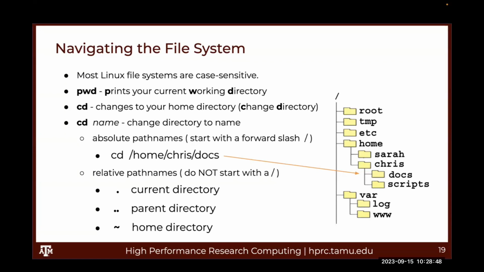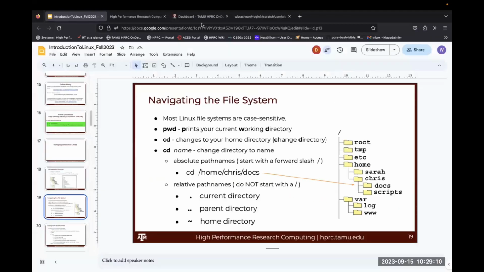And we talked about this a little bit. So we have absolute path names. Those are going to be explicitly stated, they start with the slash. And we also have what are called relative path names. So the period, the dot, is just your current directory. If you want to move up a directory, it's 2 dots. And then this tilde takes you to your home directory. So let's play with that a little bit.